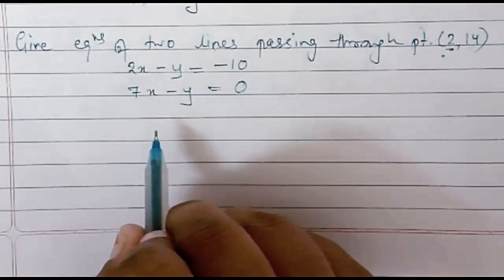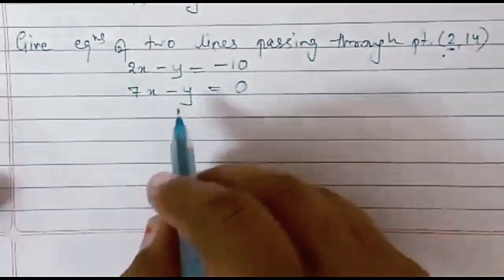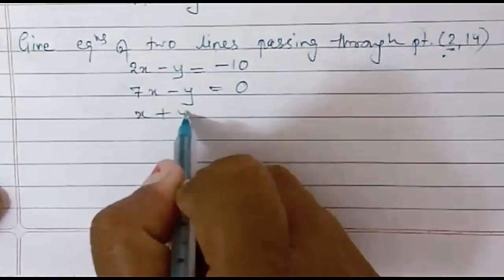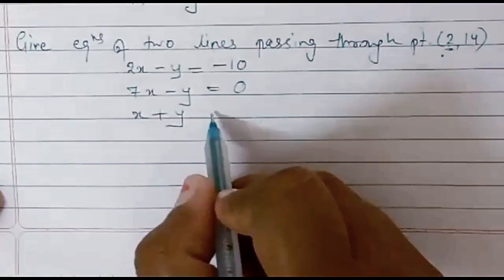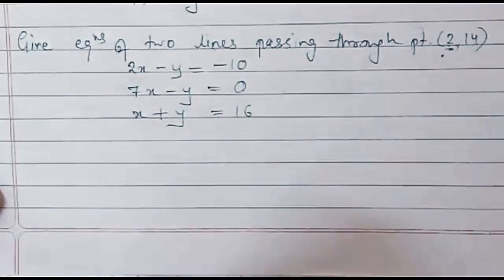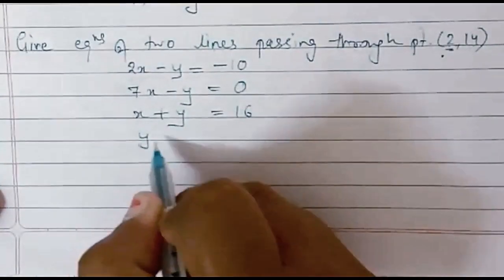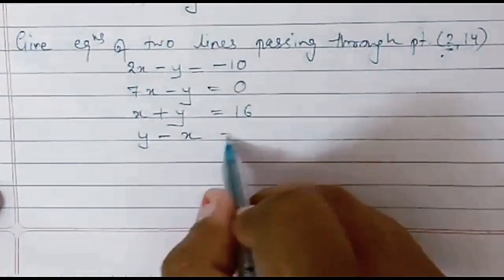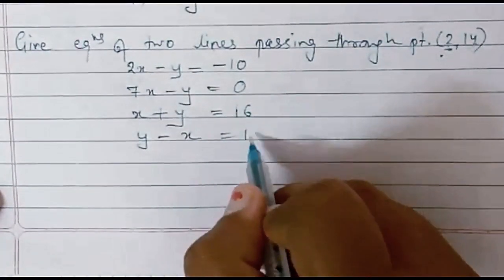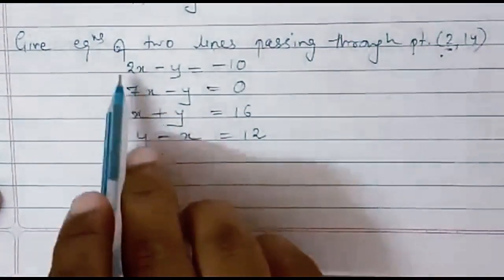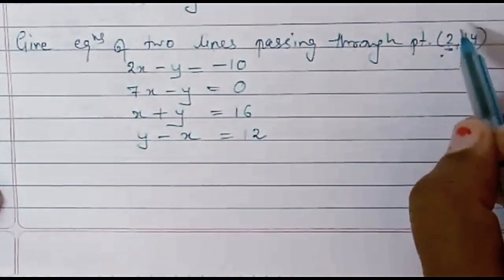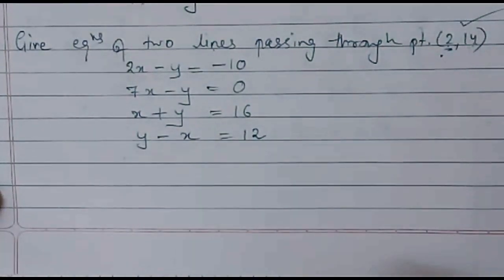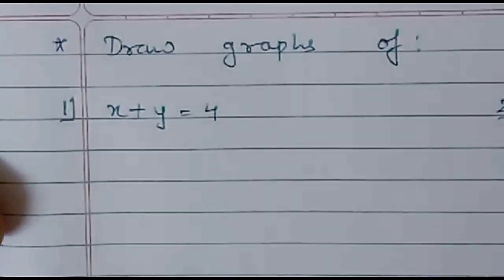In this way, you can frame more than one equation. If I write just x plus y, please see, it will become 2 plus 14, which is equal to 16. Suppose I write y minus x, then it will be 14 minus 2, which is equal to 12. In this way, if you plot all these lines on graph paper, you will definitely find (2, 14) as its solution.